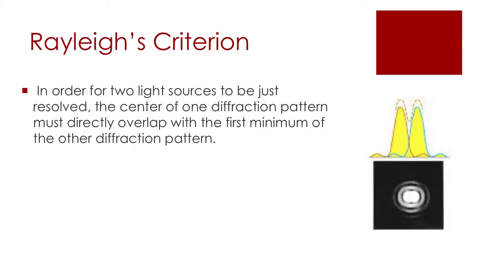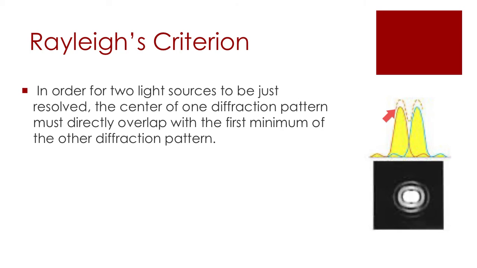So let's look at that special case in the middle. We had it that we were just resolved, and this comes up to Rayleigh's criterion. He was the one who said two light sources will be just resolved when the center of one diffraction pattern must directly overlap with the first minimum of the other diffraction pattern. So let's take a look at what this looks like on our diagram here.